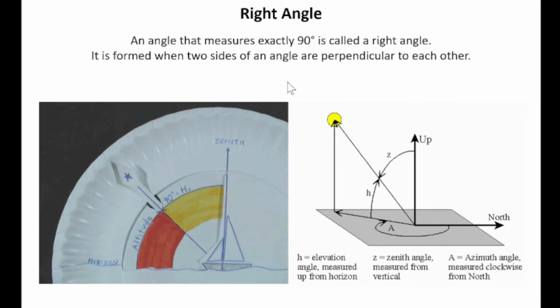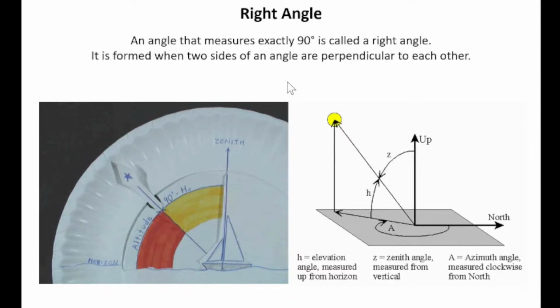Height is elevation angle measured from horizon. Zenith angle measured from vertical. You can see it's matching everything I've shown so far. And then A equals azimuth angle measured clockwise from north. So you get your bearing, your direction.